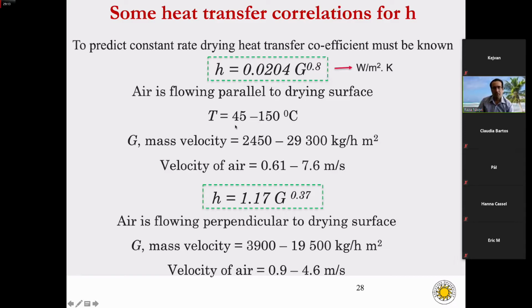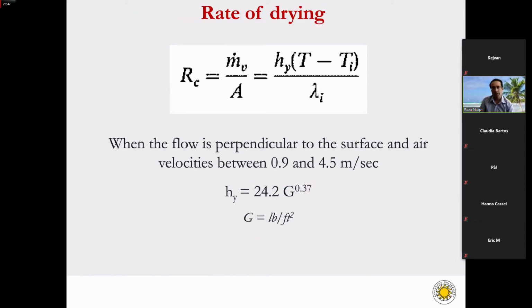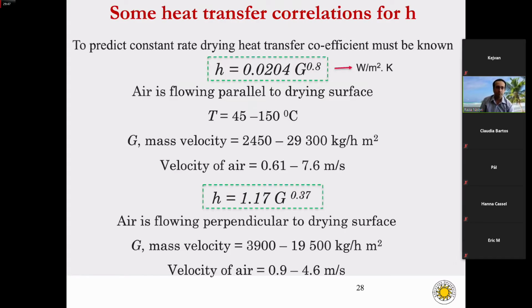And there are certain limitations for these empirical equations: they can be used when the temperature is between 45 to 150 degrees C, the mass velocity is between around 2500 to 30,000 kilograms per hour per square meter, or the velocity is between 0.6 to 7.6, or at least 8 meters per second. So you can use these empirical equations to calculate the heat transfer coefficient, and using this equation, you can calculate the amount of water evaporated per unit area.